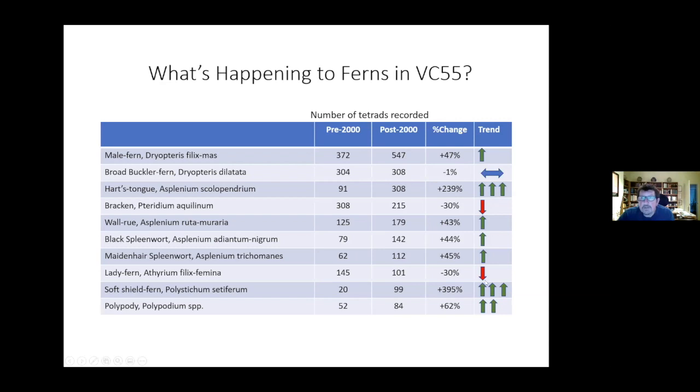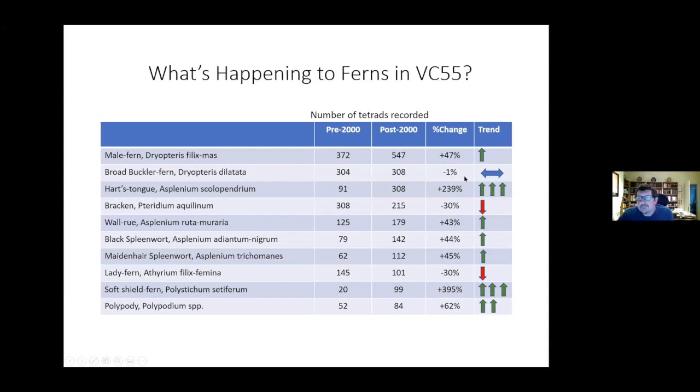Polystichum setiferum is completely different. This is in woodland, and it's often only single plants, maybe one or two, or in ditches, and this is coming in from the west. So these are two ferns which have gone up massively. Look, 239% increase. 91 records there, 308 now. That's an astonishing increase. 20 here and 99. These are huge increases. So there's something definitely going on with these.